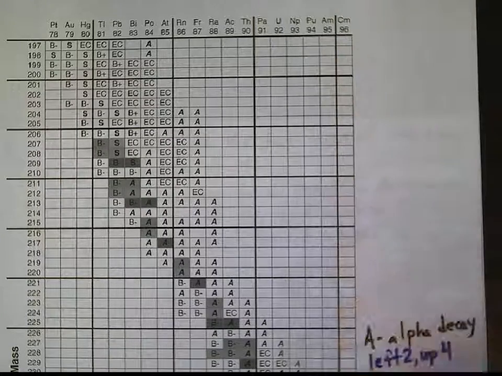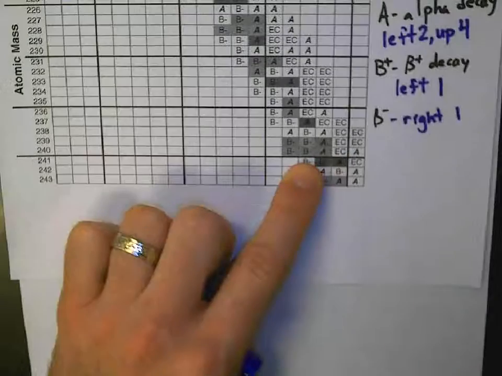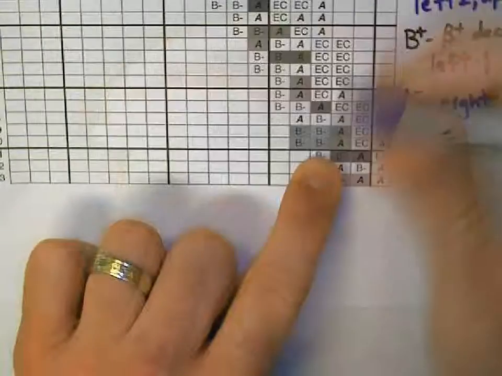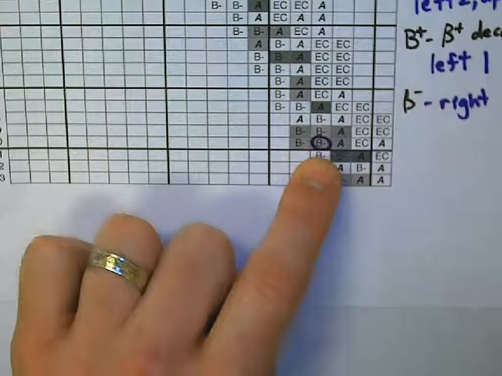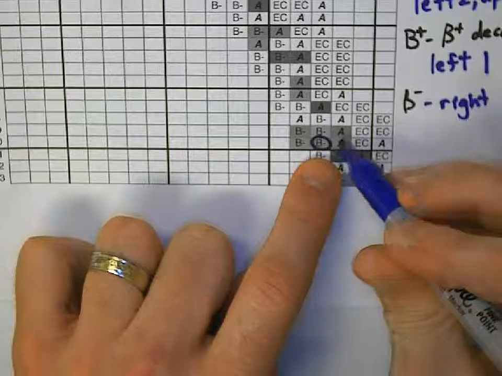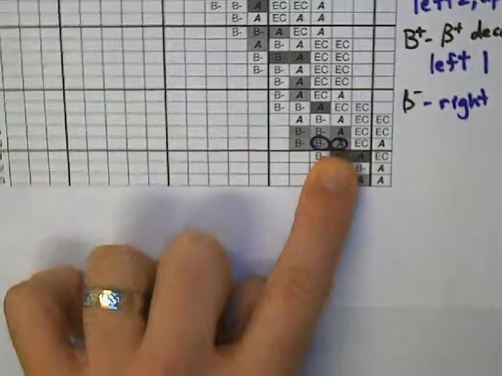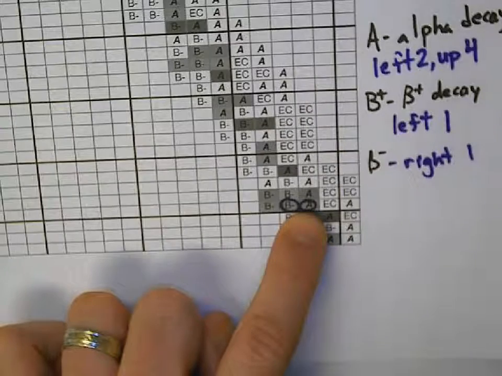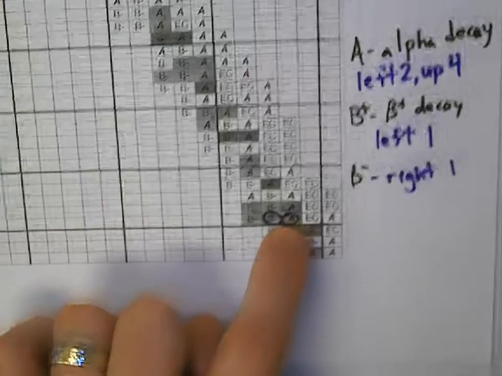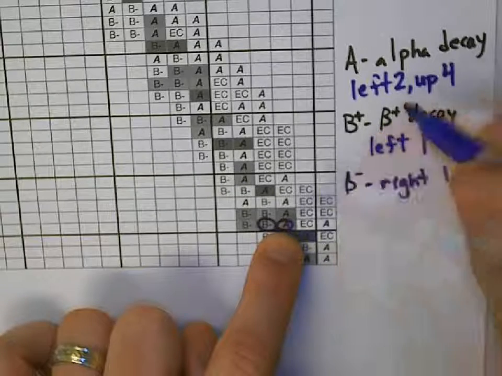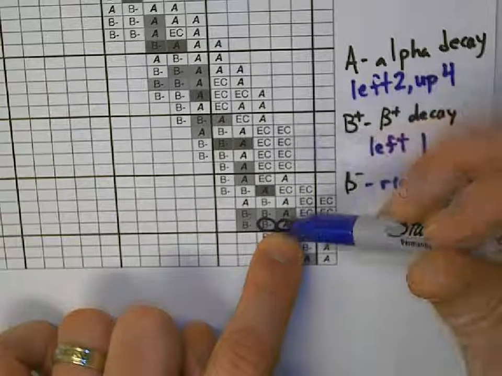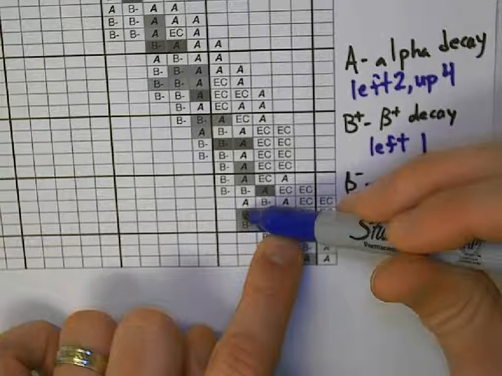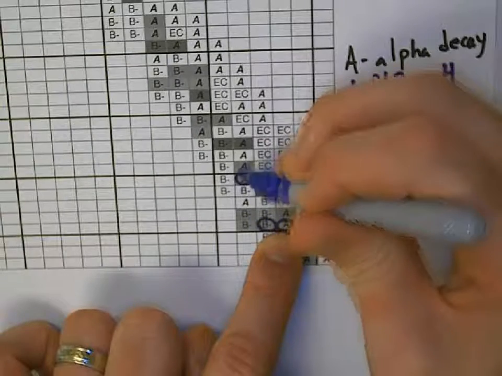We see that it undergoes beta negative decay. Here's uranium 240 and 92. Beta negative decay tells us it will go to the right 1. So here we are there. And that is plutonium 240, I believe. And then from here, undergo alpha decay. So alpha decay tells us let's move left 2, up 4. Left 2, up 4, 1, 2, 3, 4. We're now at uranium.